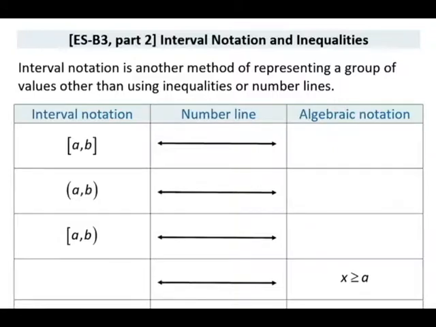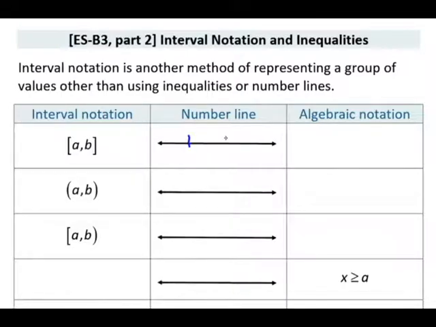Interval notation is a form of set notation that represents all values between a and b, for example. You'll notice that we have two different symbols. We have square brackets and round brackets. This represents inclusions and exclusions, respectively. Let's look at this example.